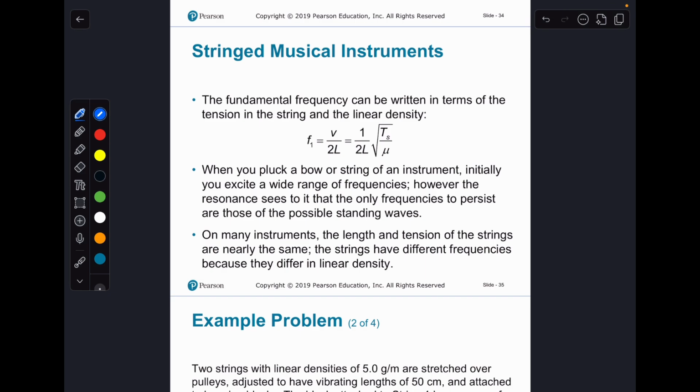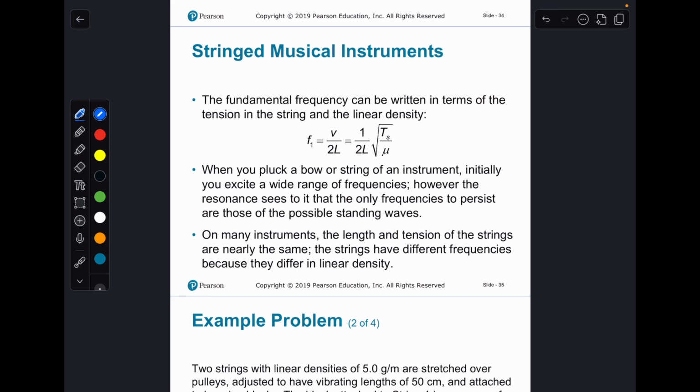So this is a slide that bounces off of what I was just saying, right? The fundamental frequency is related to the speed of the wave on the string, and we know that the speed of the wave on the string is related to the tension and the mass per unit length. So when you pluck a string on a string instrument like a guitar or a ukulele, even a piano, you are sending a wave pulse down, and that wave is going to travel at a speed that is determined by the properties of that string.